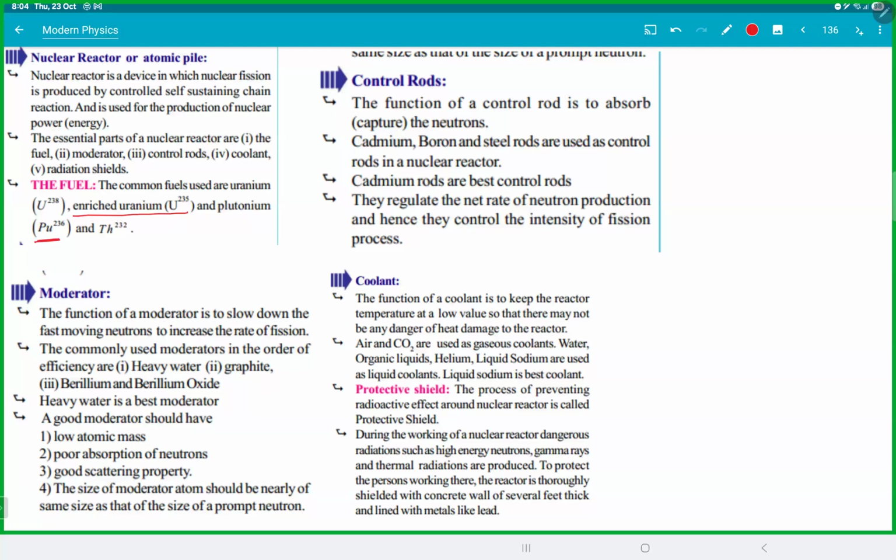This is the important moderator. Now, for a reaction to proceed, it should be a slow moving neutron. Only slow moving neutrons are absorbed by the uranium, because if the neutron goes very fast, it will just pass through the nucleus. But the problem is the neutrons which are emitted have very high kinetic energy. After the first fission, the 3 neutrons which are coming out have very high kinetic energy. They can't be used for fission directly. So we need to slow them down. We slow them down by using the moderator.